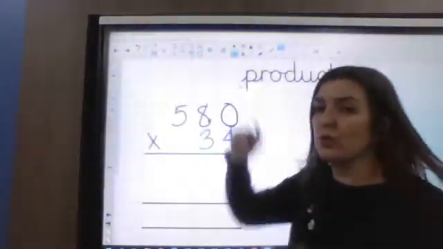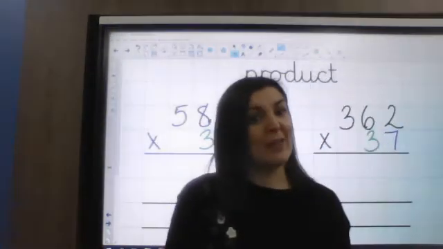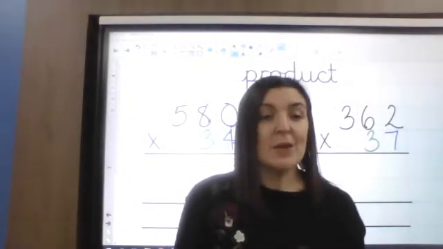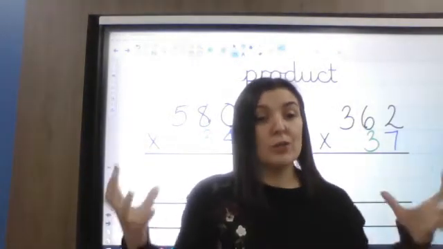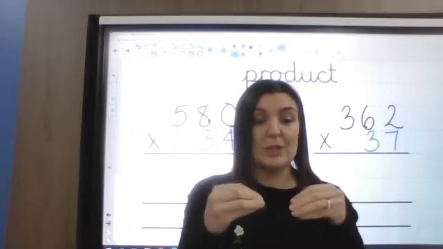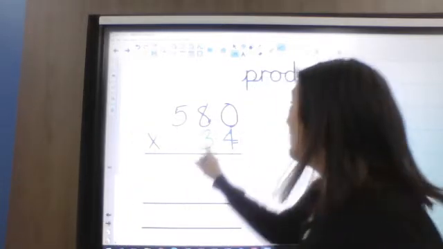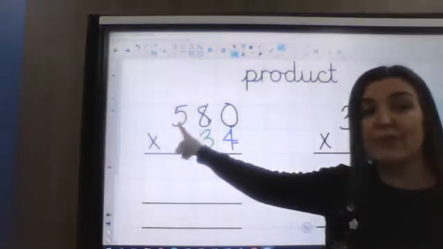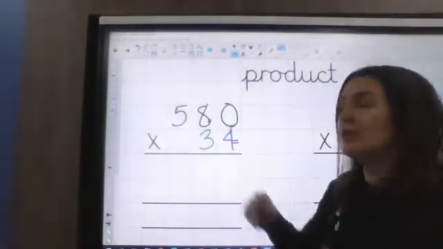Now you'll see in section 1, it's asking you for the product of two numbers. We talked about this word earlier in the week. That just means multiply. So the product of two numbers is two numbers multiplied together. Okay, so for my first example, it's the product of 580 and 34.